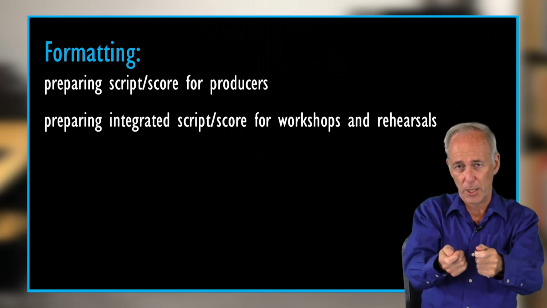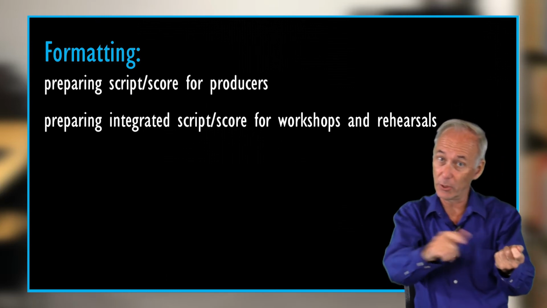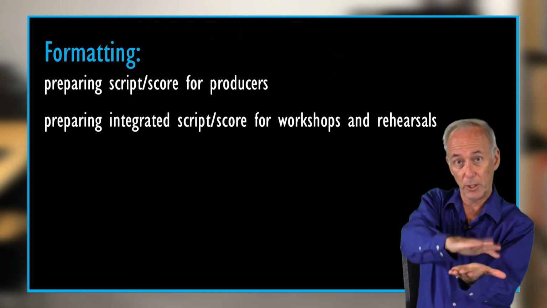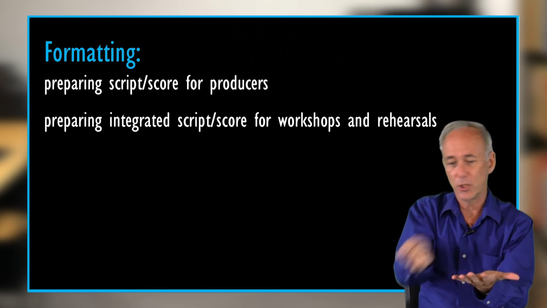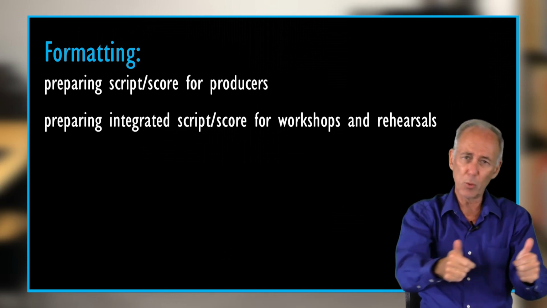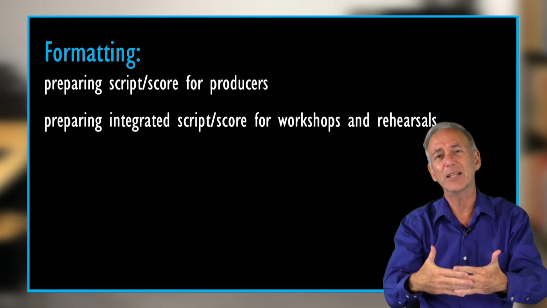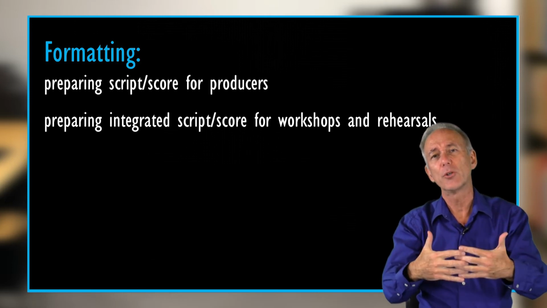where it goes piece of book, and then lyric, and then music, then book, lyric, music, book, lyric, music, to allow the actors to keep turning pages, and no one has to flip back at the end of a song and say, where were we? That's an integrated script and score. We'll talk you through the formatting of that for workshopping and for rehearsals.